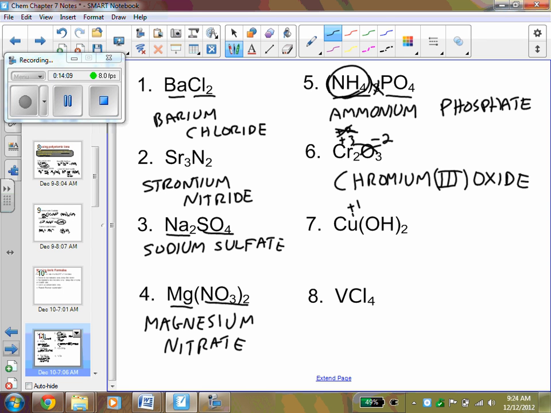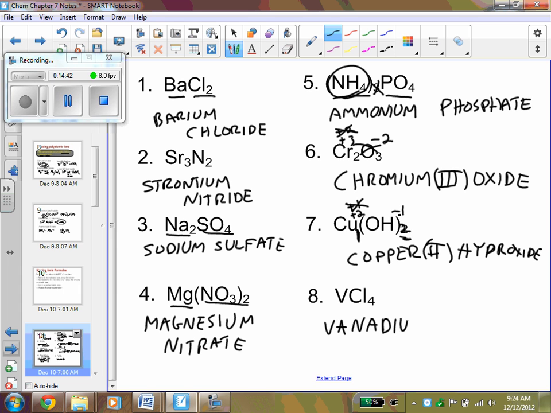Okay, again, another example here. This could be copper 1 or it could be copper 2. Well, I need 2 of these. This always has a -1 charge, and I only need 1 of these. So the 1 goes right here, and this must be a 2 charge right here because of the 2 right there. So get rid of that 1. This has to be copper 2 hydroxide. All right, this last one, for the reasons that I just described, is vanadium, but it has a Roman numeral, so just be careful. Vanadium 4 chloride.